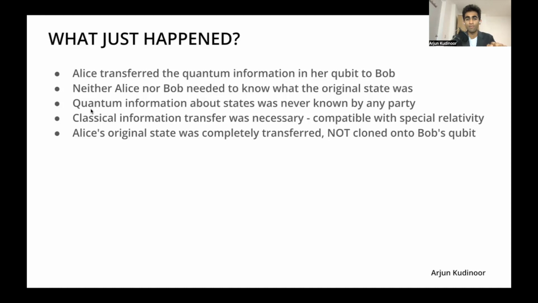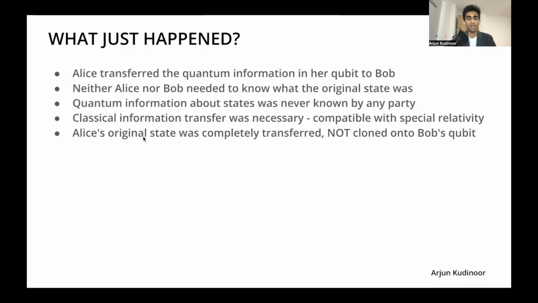Now, another big piece of information is that classical information transfer was necessary. If we didn't have that classical communication channel between Alice and Bob, then this data transfer protocol would violate special relativity, because we're sending information from one individual to another, separated at some distance. And if we didn't use classical communication channels, that data transfer would happen instantaneously, and it would violate special relativity. Quantum mechanics has to be compatible with it, so this can't happen. So classical information transfer was necessary.